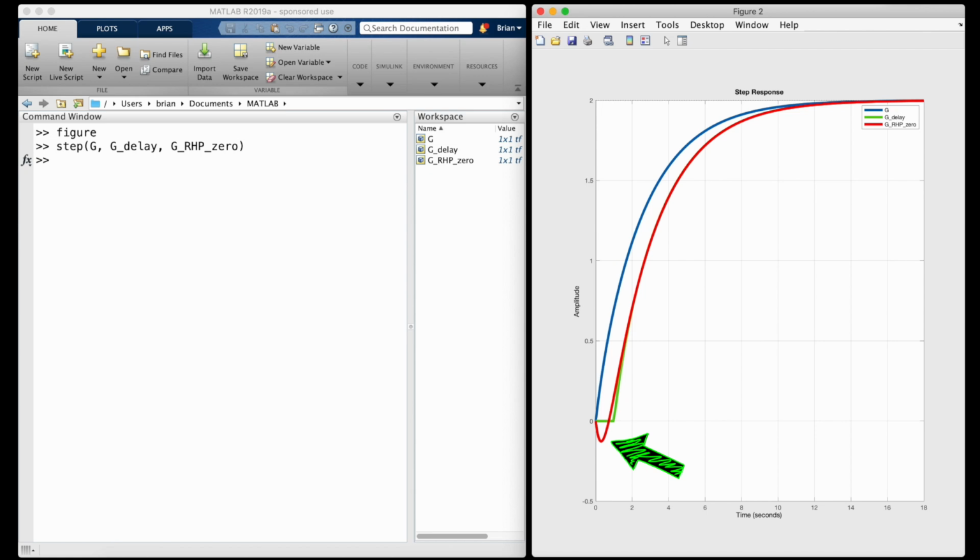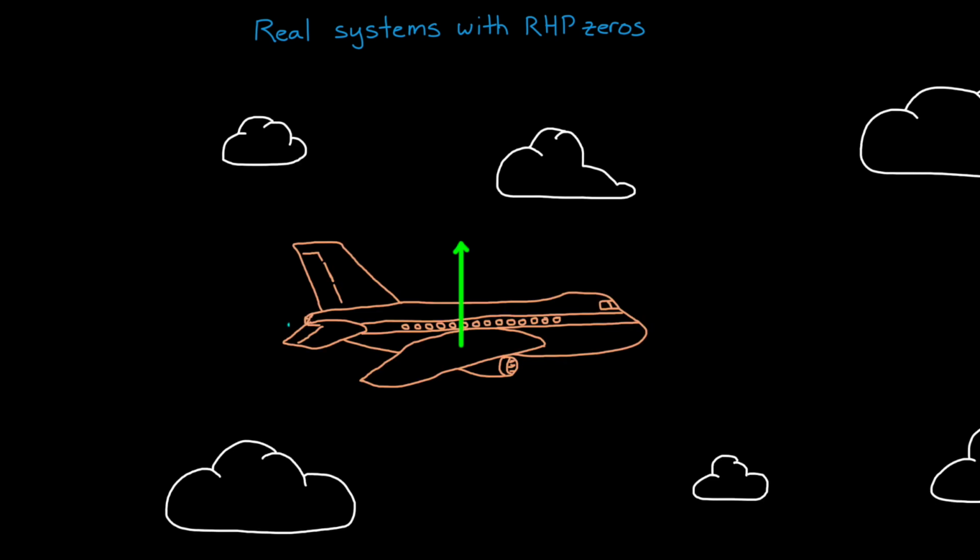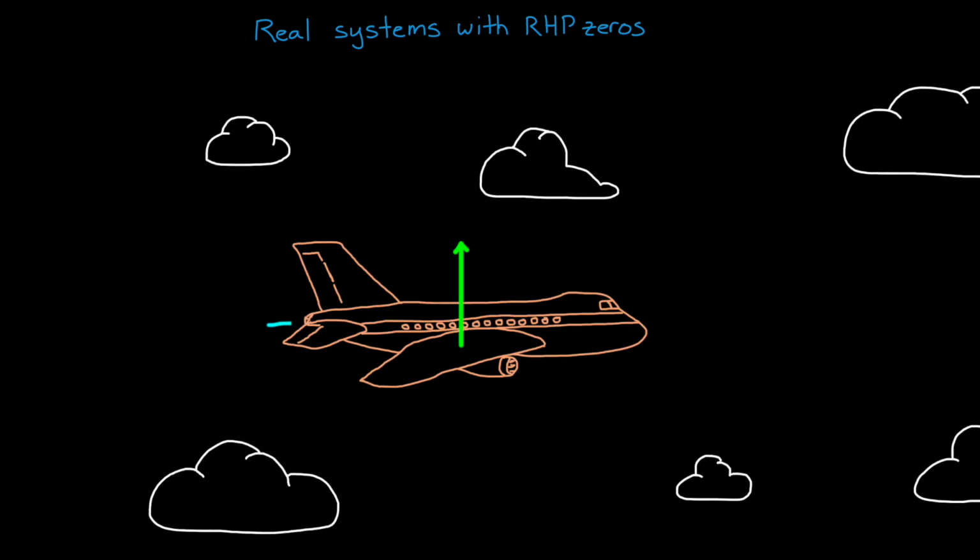And to begin, let's look at some systems that exhibit this behavior in real life and see if we can gain a little intuition about what causes it and how it impacts our ability to control it. We encounter systems that initially move in the wrong direction all the time, even if it's so insignificant as to not be noticed. A classic example is pitching an aircraft up to increase its altitude.